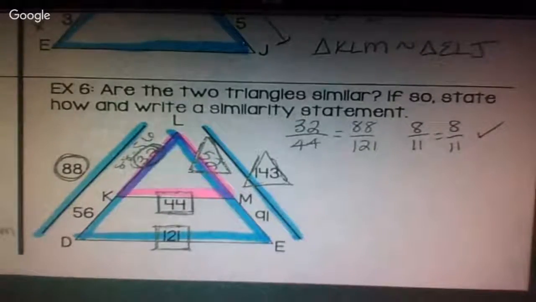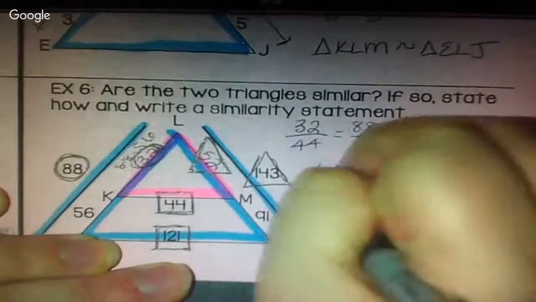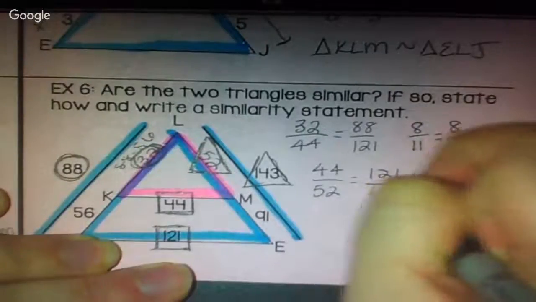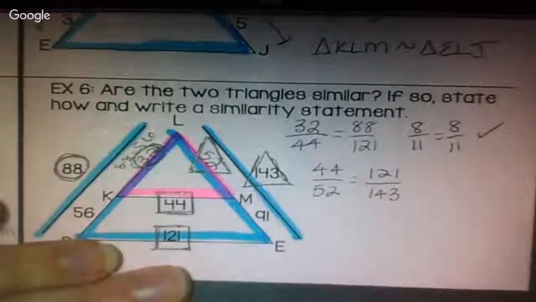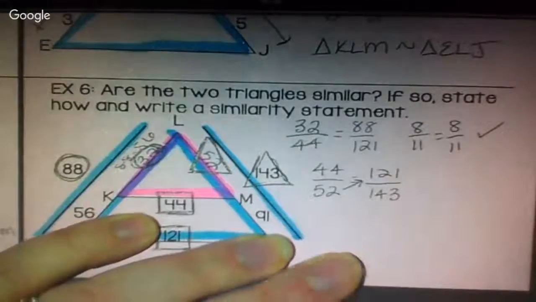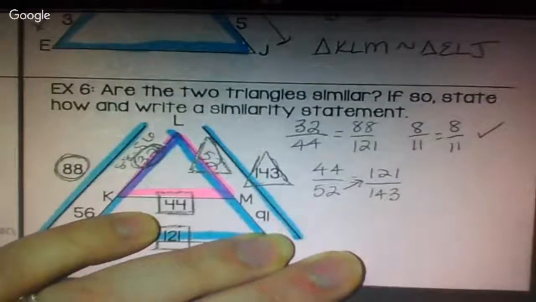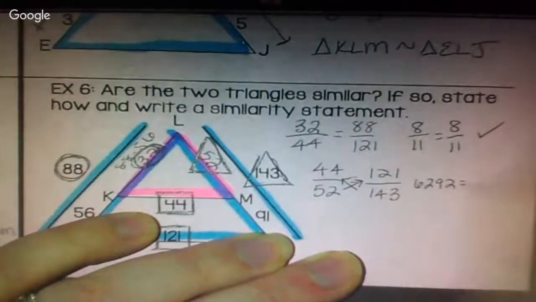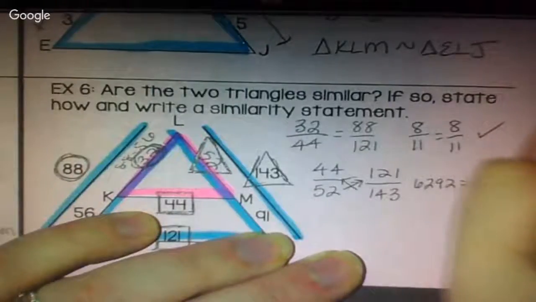Okay. So you've got to do all 3 sides. So I did small and middle. So let's do middle and big. 44/52 and 121/143. Let's just cross multiply. Those of you that have calculators, what's 52 times 121? 6,292. Okay. And then do 44 times 143. 6,292. Okay, so that one works.